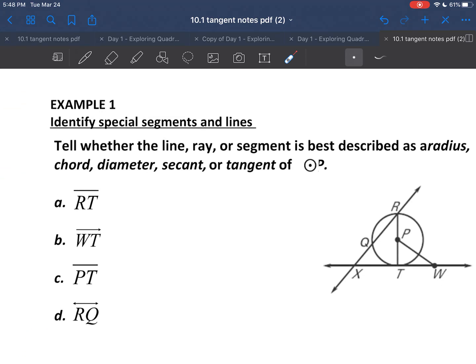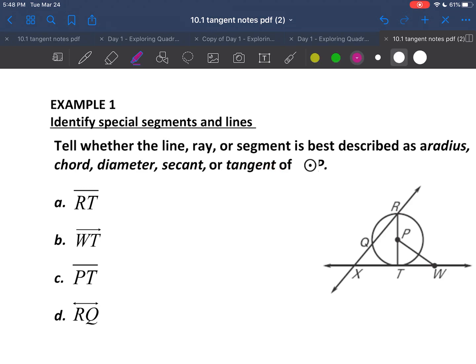Okay, example 1. We are going to identify special segments and lines. We're going to practice our vocabulary. So let's tell whether the line, ray, or segment is best described as a radius, a chord, a diameter, a secant, or a tangent for circle P.